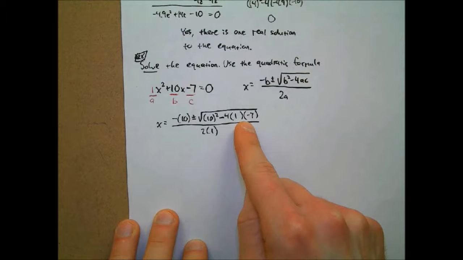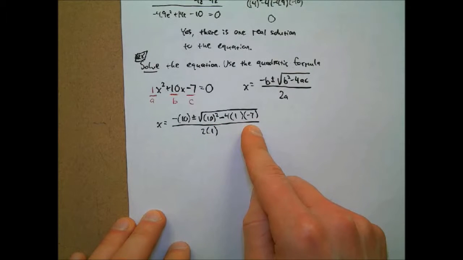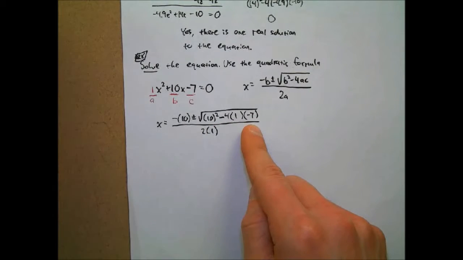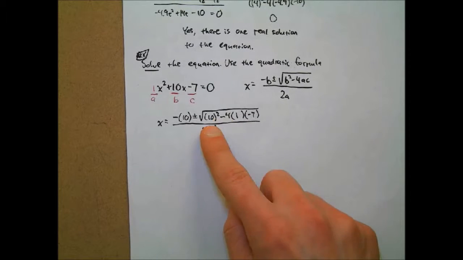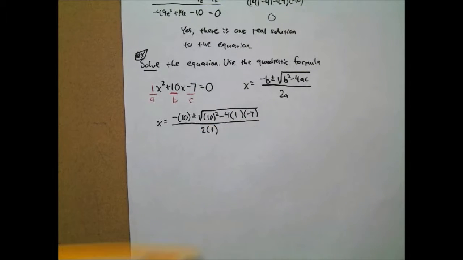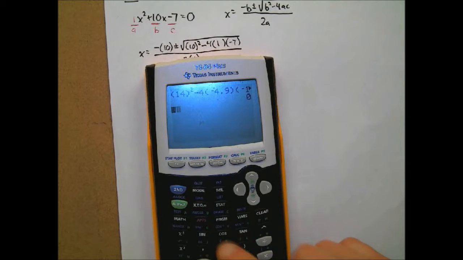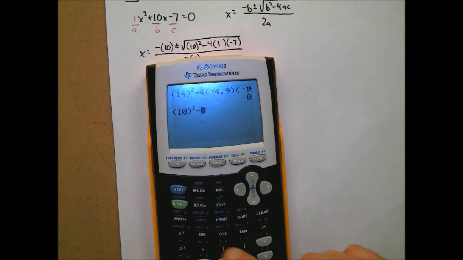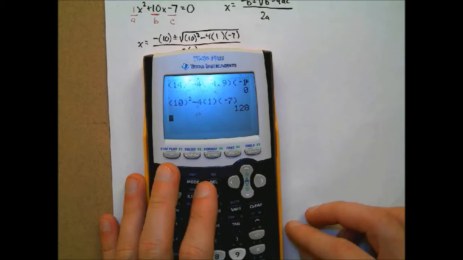How did we simplify the discriminant before? What did we use? Plug it into your calculator, folks. Don't use a square root; the calculator won't simplify the square root for you. We'll have to worry about that later. But just plug the discriminant in. Do 10 squared minus 4 times 1 times -7. Actually use parentheses around the 10 squared. I'm just typing in the discriminant right there. Hit enter. 128.